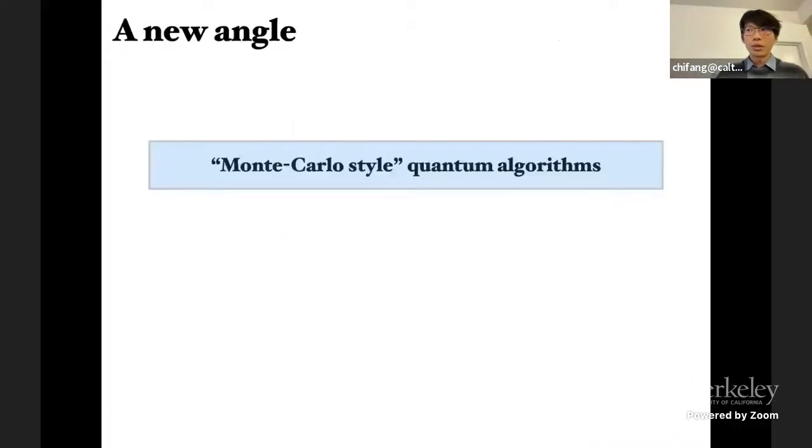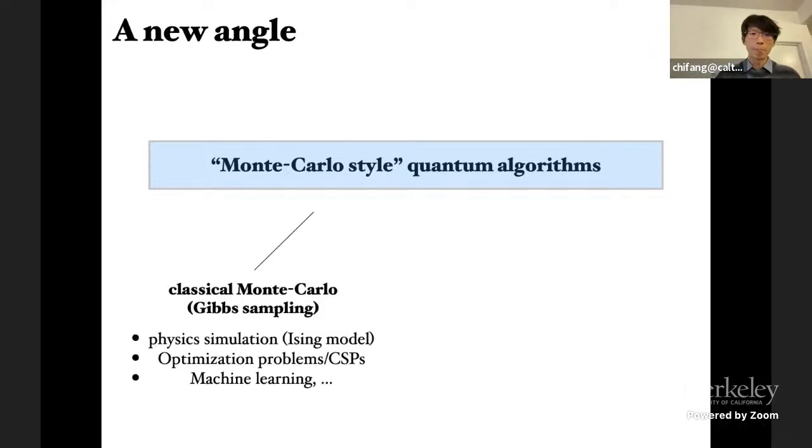So that's the motivation. And our goal for today is to provide a new angle on the state preparation problem by proposing so-called Monte Carlo style quantum algorithms. Okay, what do we mean by that? It is a very close cousin of classical Monte Carlo methods or classical Gibbs sampling.